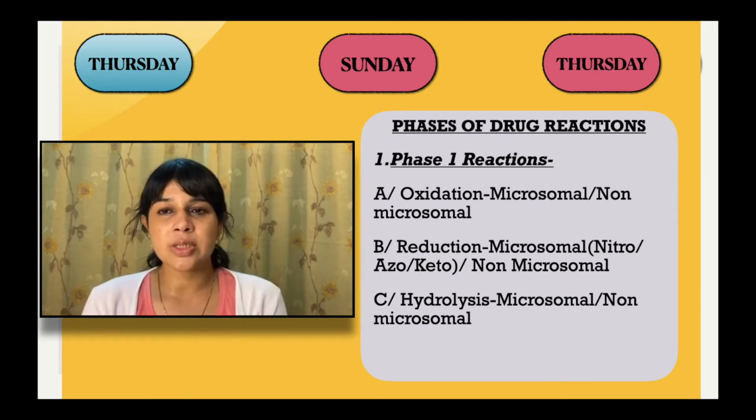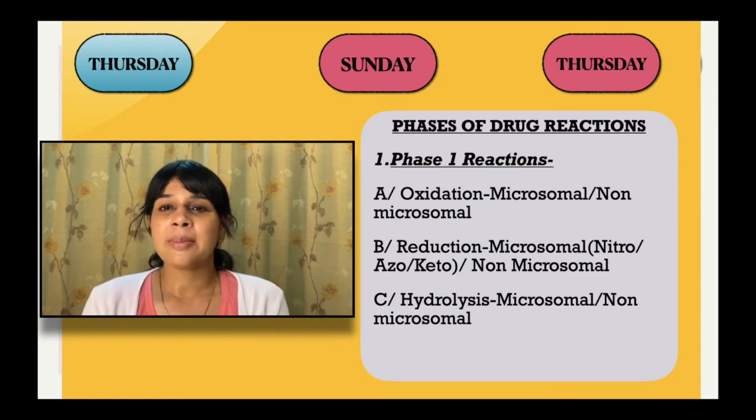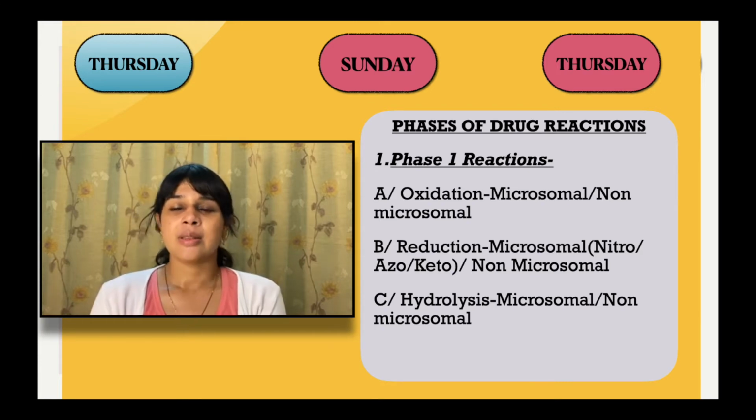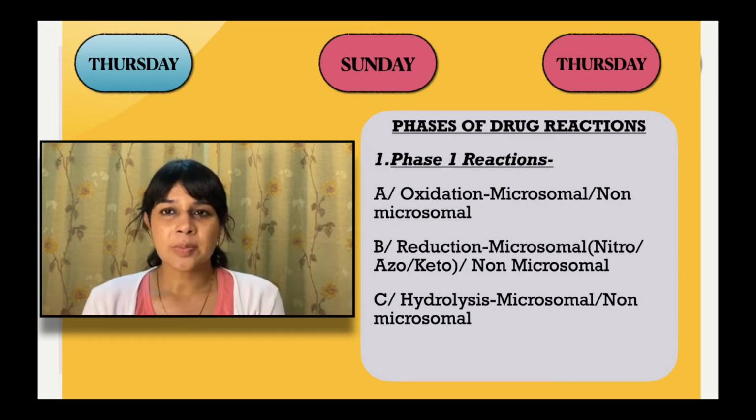Microsomal oxidations can be aromatic or aliphatic hydroxylations. They can be nitrogen, oxygen, sulfur dealkylation. They can be nitrogen, sulfur oxidations. Then we have non-microsomal oxidations. They can be cytoplasmic oxidations, or they can be occurring in plasma. Then they will be known as plasma oxidations.